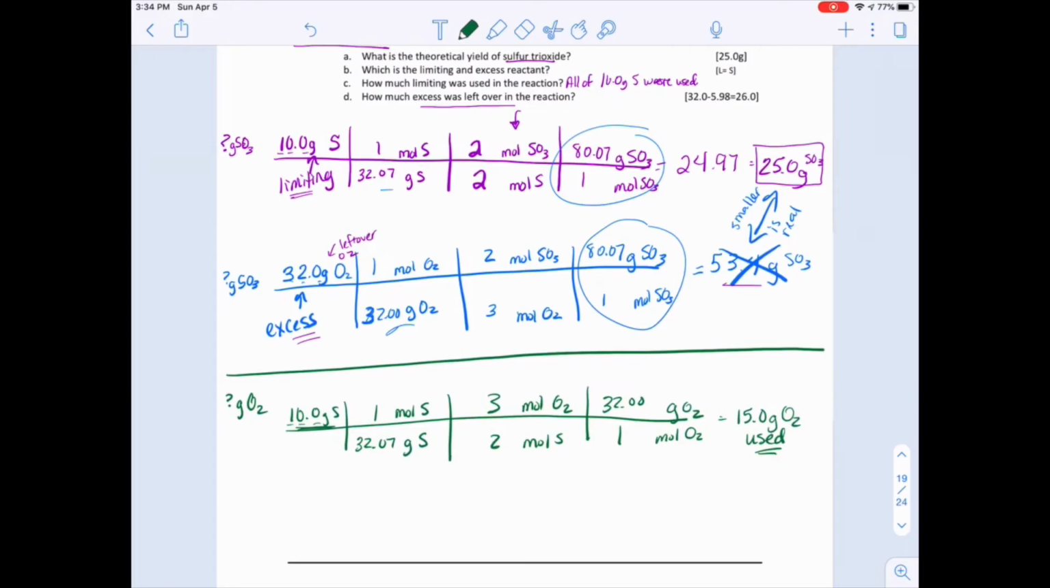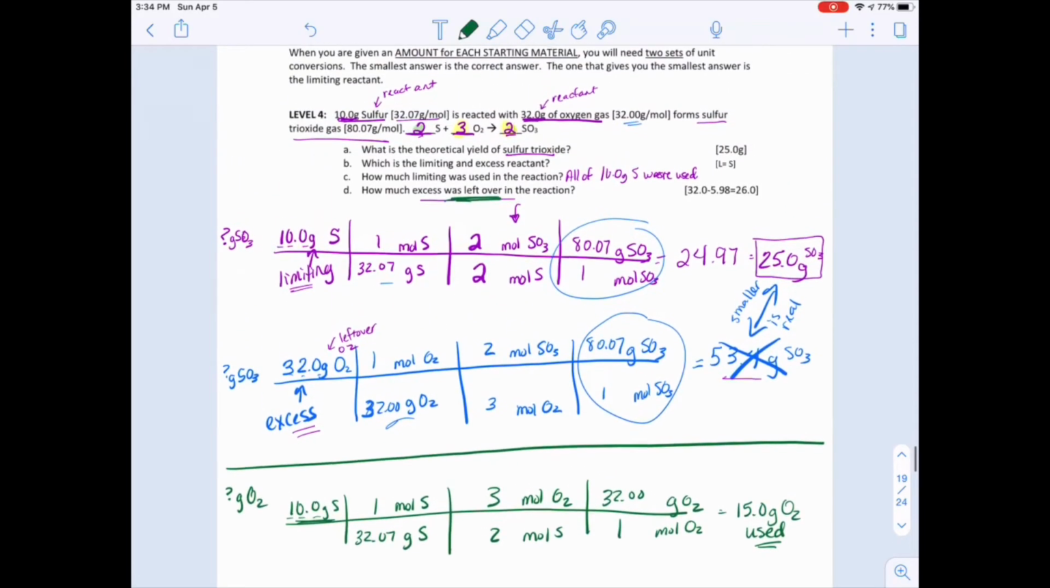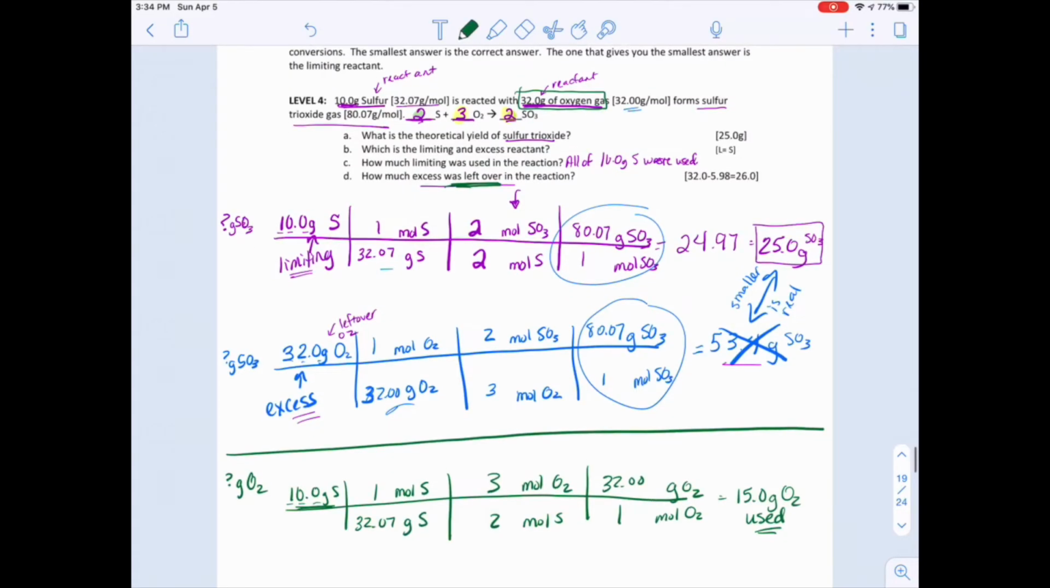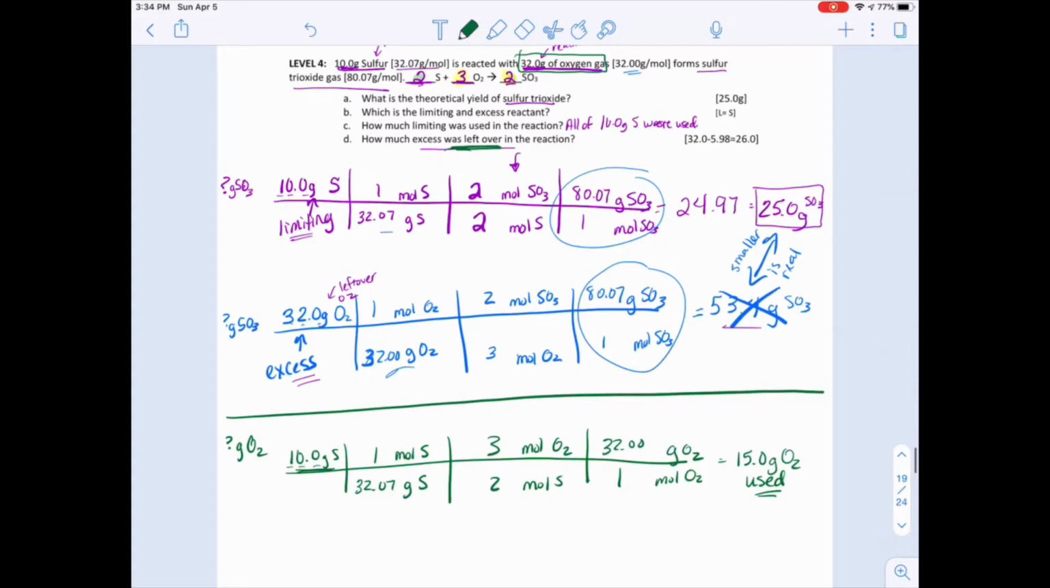So are they asking me how much was used? No. They're asking how much was left over. This step always requires a little extra subtraction. I know how much I had. This is how much I had. Now I know how much I used, so I just subtract. It's 32.0 minus 15.0, I could totally do this in my head, 17.0 grams of oxygen left over.